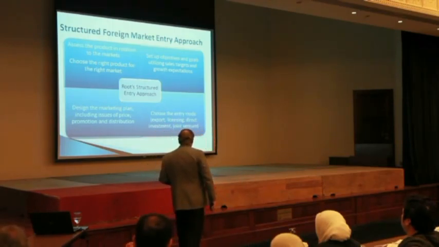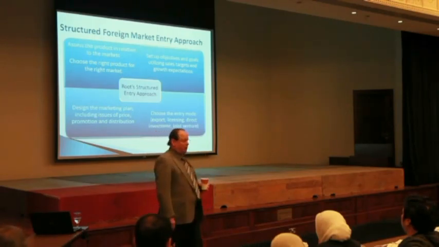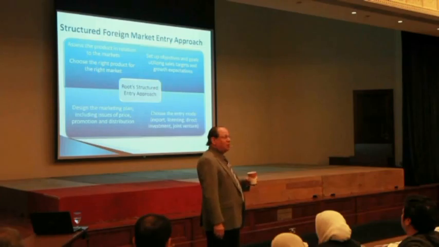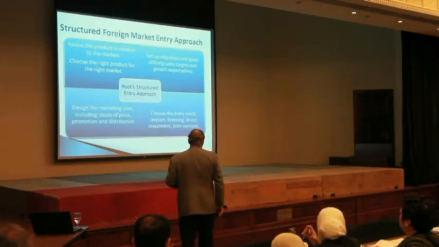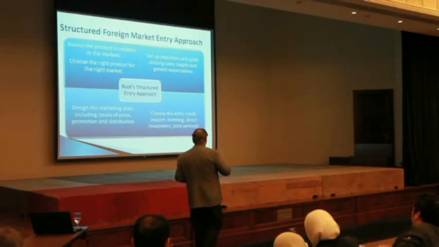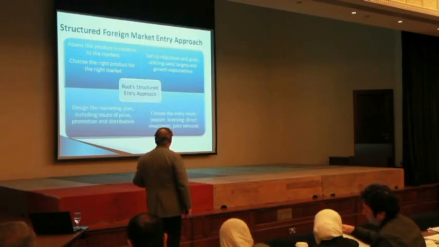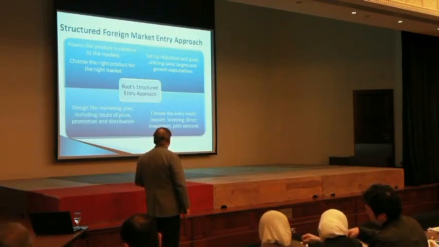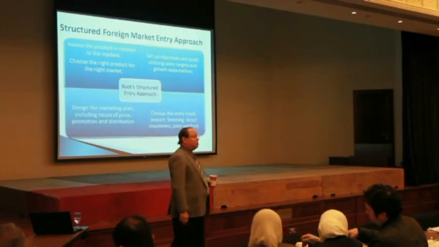The third part of Root's entry approach is choose the entry mode. How are we going to enter the market? And this ties into a question on your exam, which we'll cover in another slide. Choose the entry mode. Do I want to export? Do I want to license? Do I want to direct invest? Or do I want to go joint venture? And the last part is design a marketing plan including issues of price, promotion, and distribution.